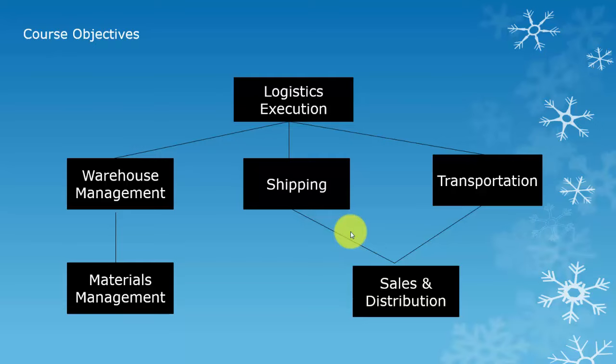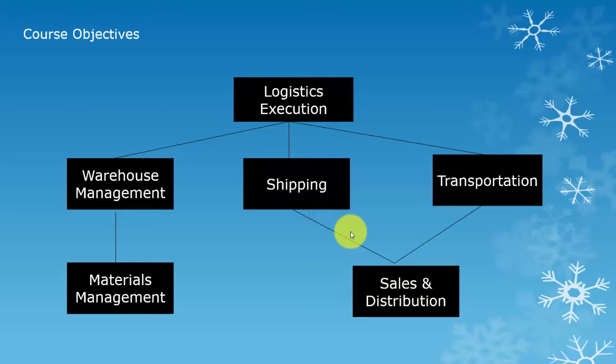My point is, before warehouse management, we have some procurement activities, like you have placed the purchase order and now you are receiving the goods. After receiving the goods, logistics execution comes into the picture: how you are going to place your stock into the warehouse, and after that how you are going to ship it and what the transportation mode is.